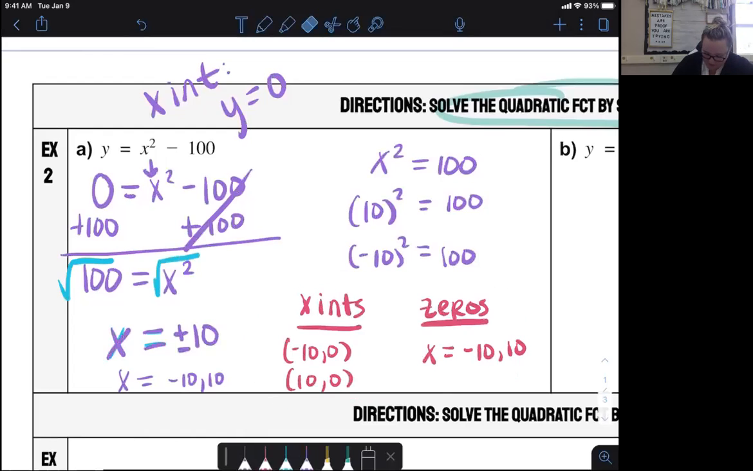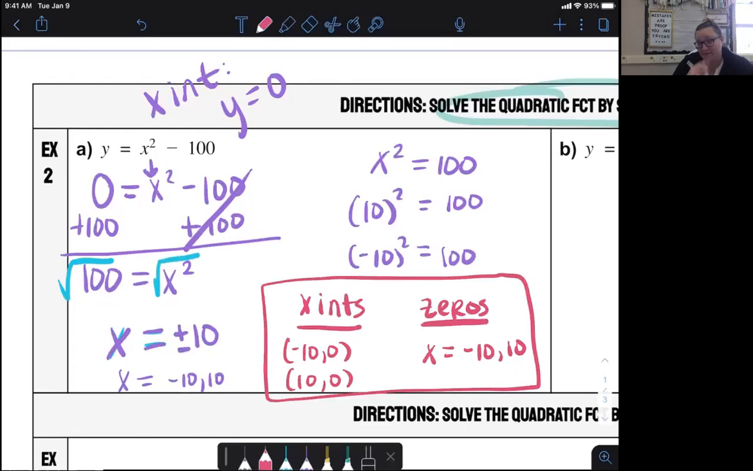So whenever you write your answers in this class, when you solve a polynomial like this, you're always going to write your answers as x-intercepts, as points, and as zeros. So now let's check and see if our answer is actually correct. And we're going to check it by graphing.